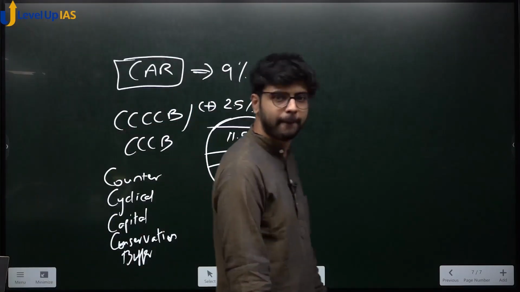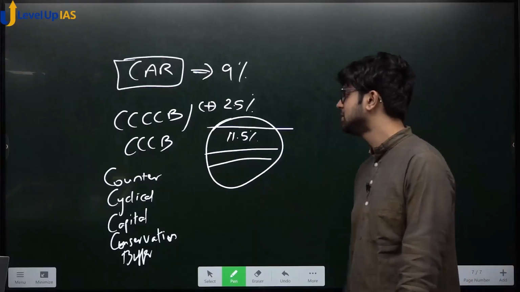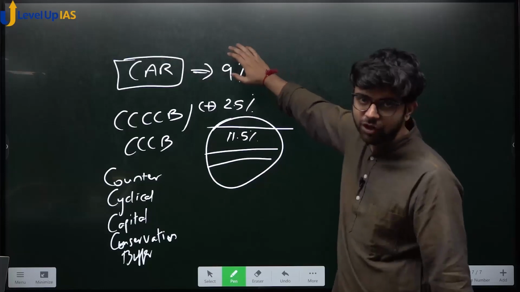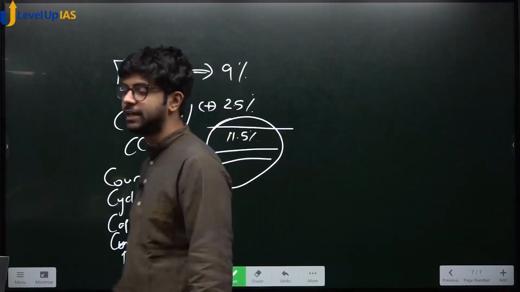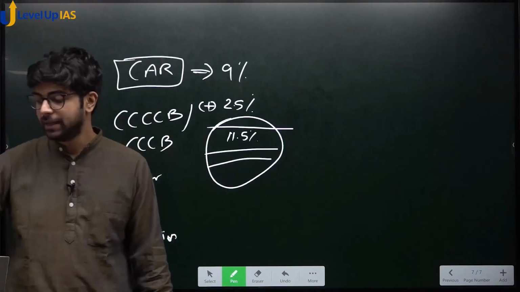नहीं समझा? ठीक है, 11.5% is something which you have to maintain. 11.5% which the banks in India have to maintain. उसमें का 9% is the default CAR, 2.5% is the counter cyclical capital buffer. Did you understand? Yes or no? ठीक है, these are the important concepts which we need to know regarding Basel norms.